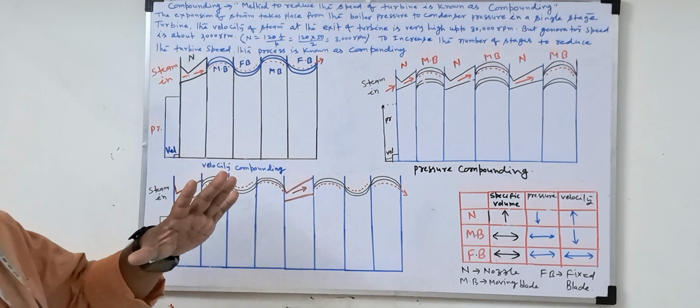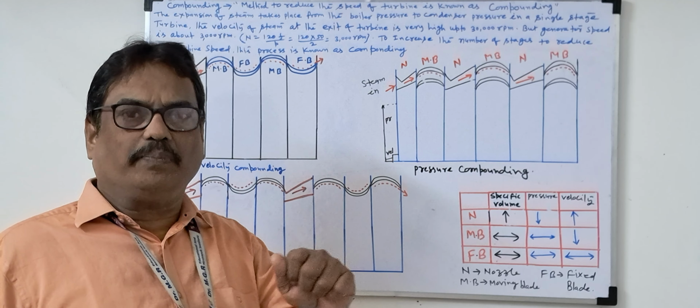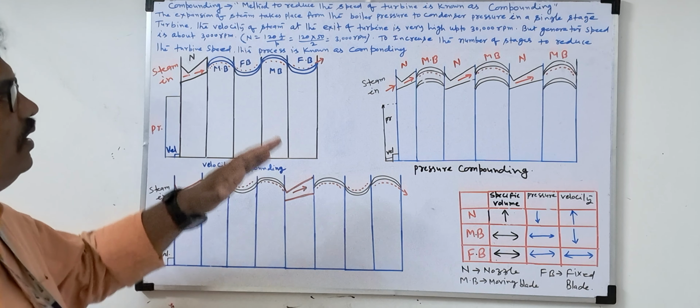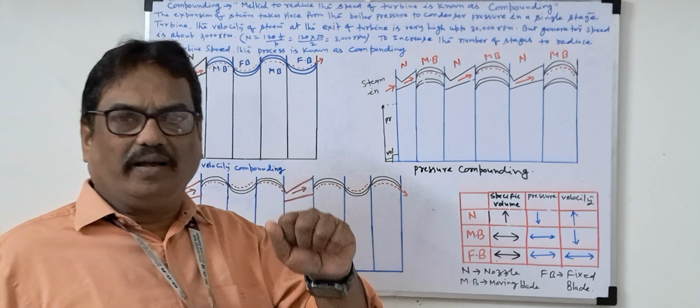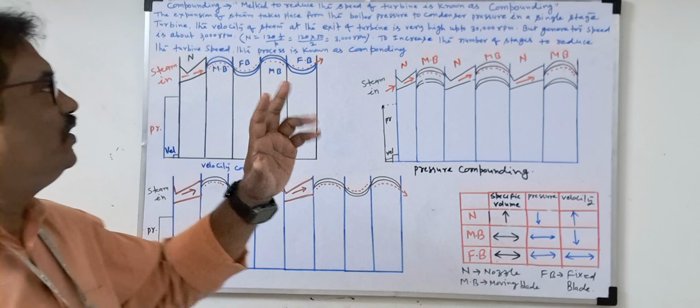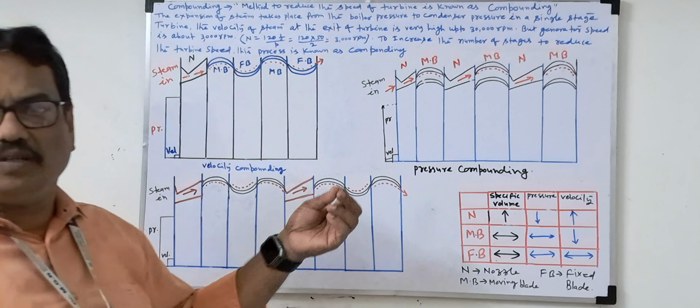The simple concept: the method to reduce the speed of the turbine is known as compounding. So why do we need compounding? To reduce the velocity of the steam. What is the difference we are telling here? The expansion of the steam takes place from the boiler pressure to the condenser pressure.